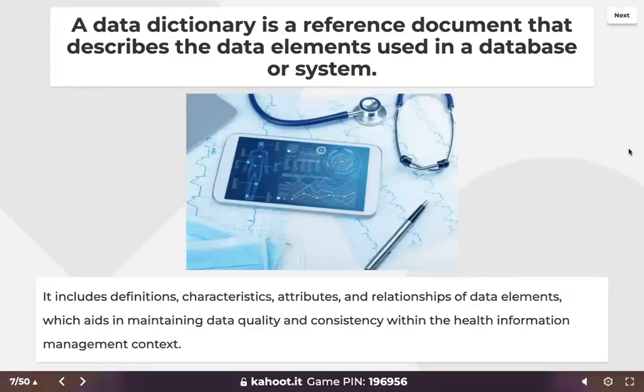Okay, and just in case you don't know what a data dictionary is, it's a reference document that describes the data elements used in a database or system. So it'll have definitions, characteristics, attributes, and relationships of data elements, which aid in maintaining data quality and consistency within the health information management context. That's why it's so important to have a data dictionary, and they love this term on the RHIA, so please be sure that you know all that you can about the data dictionary.